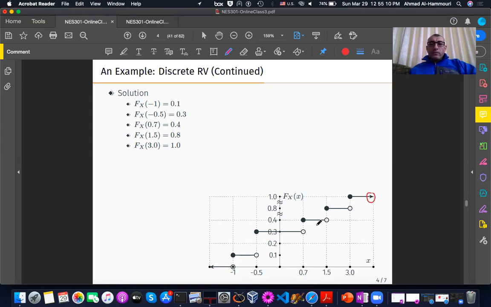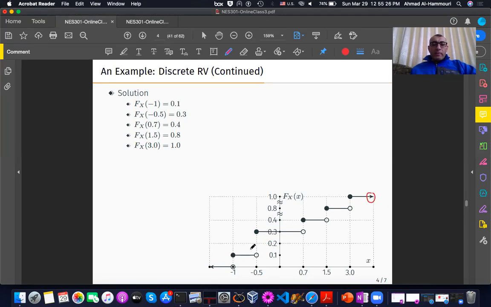Okay. Now, every discrete random variable. Again, we call this the plot of the CDF. It is staircase shape. What do we mean by staircase shape? Stairs.